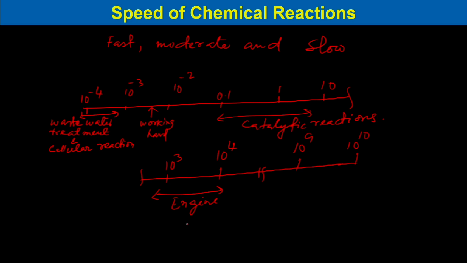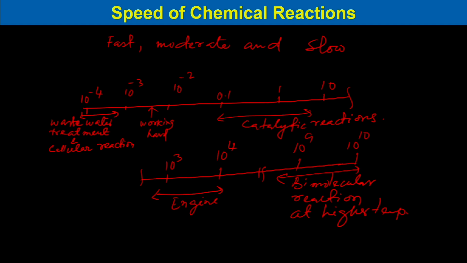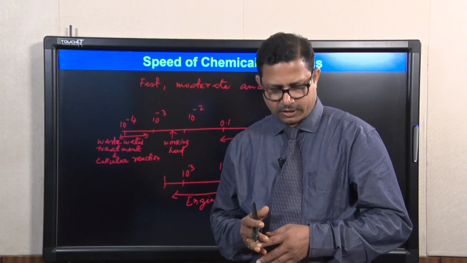So, they are in this high speed reaction region, and some of the bimolecular reactions or gas phase reactions at higher temperature happen to be very fast, in the order of 10 to the power 9 to 10 to the power 10. So, in this range. So, this shows the rate of chemical reactions which occur in different systems.